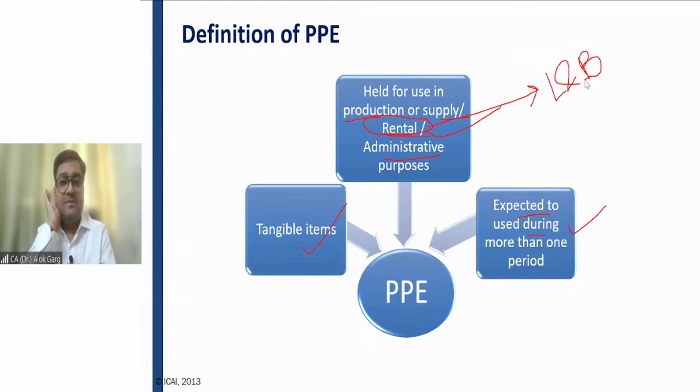So there is an exception, and what is the exception? Land and building held for rental purposes has to be covered under Ind AS 40. This is an exception, because there is a separate standard on land and building held for rental purposes. Okay, friends, so we have covered this definition. Please remember, a tangible item held for use in production or supply or rental or administrative purposes and expected to be used for more than 1 year will be classified as property, plant and equipment.